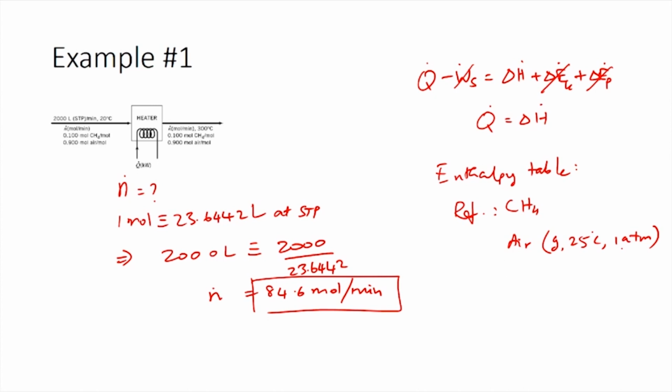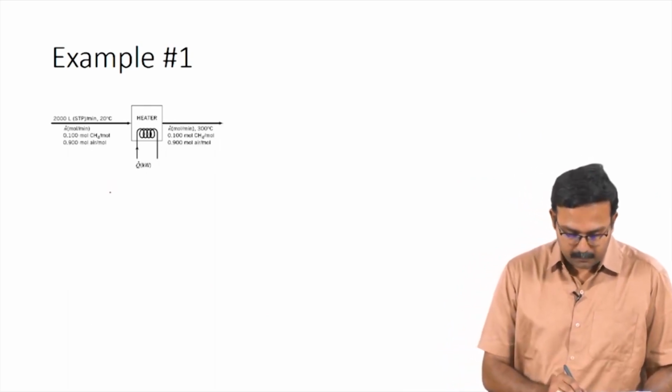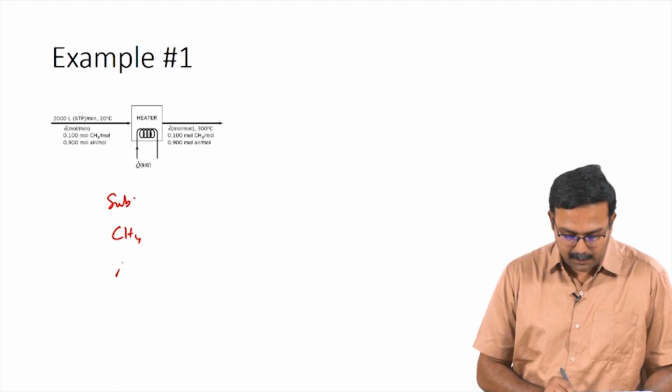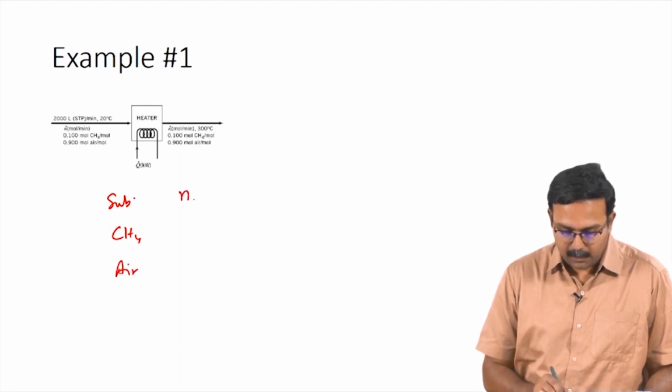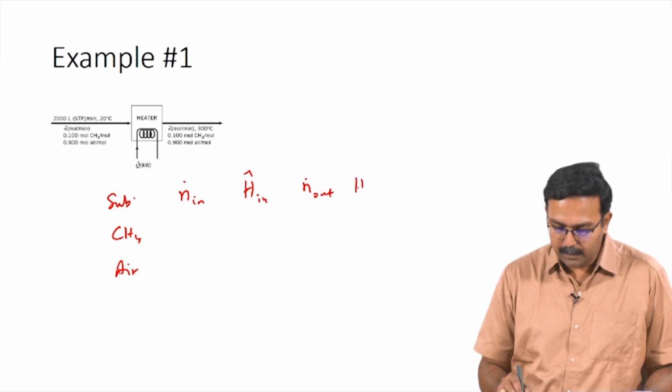So, we would have to use either the inlet or the outlet condition as the reference state. In our case we can use the inlet condition, which is 20 degrees Celsius, as the reference state. So, gas at 20 degrees Celsius and 1 atmosphere would be the reference state for methane. Now that we have the reference state for methane and air, we can go ahead and build the enthalpy table. We have substances methane and air, and the enthalpy table would have N dot in, H cap in, N dot out and H cap out.